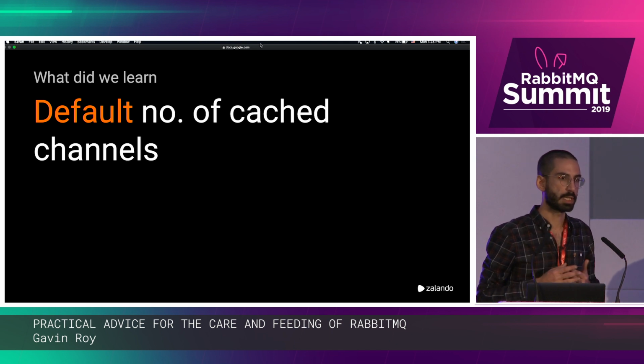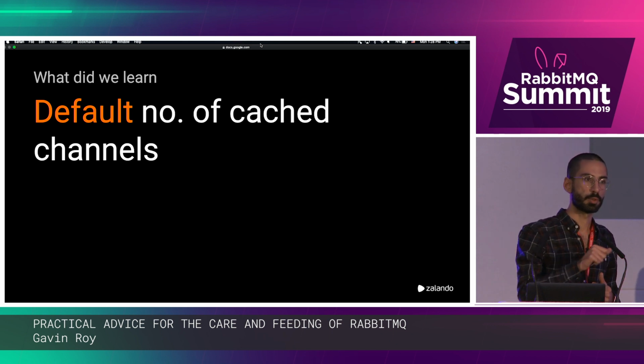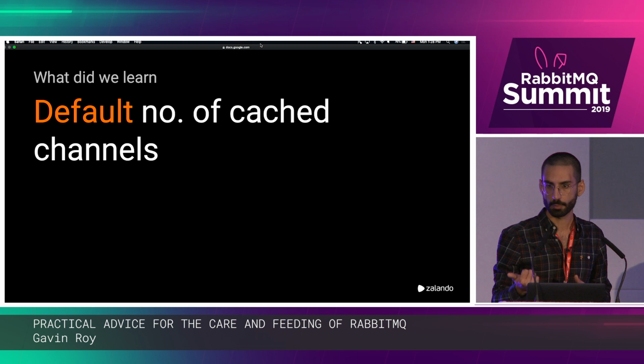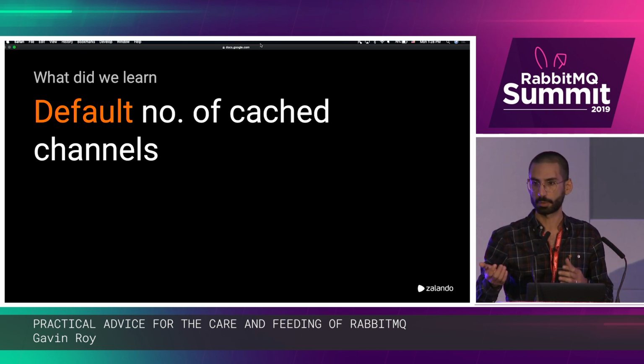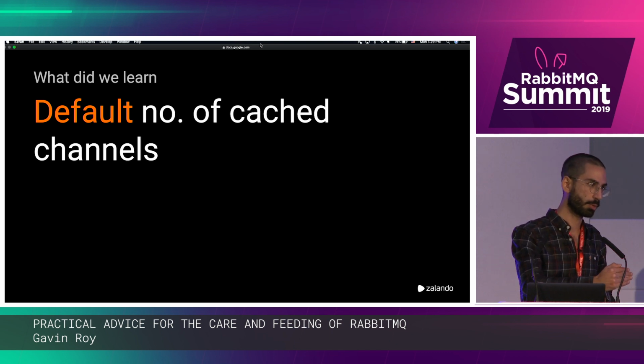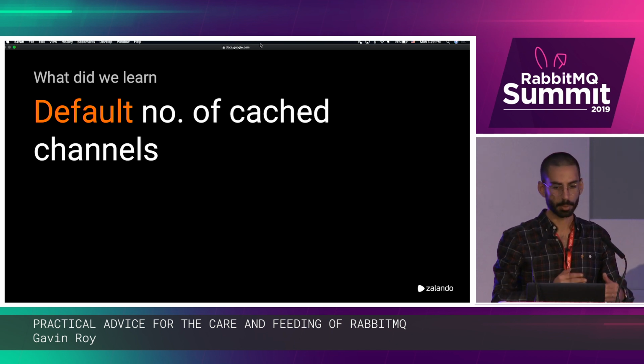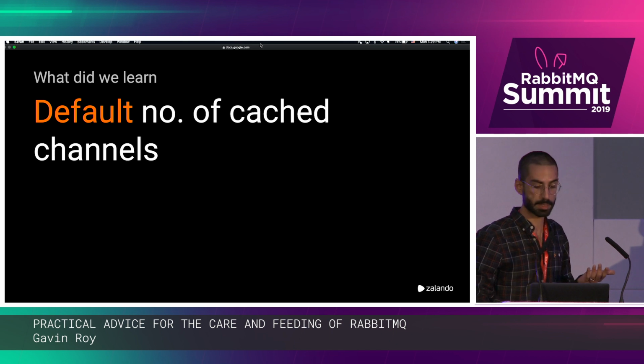And you're able to cap this using the connection factory by setting a timeout. If you set a default number of channels without a timeout, you don't actually cap this. But if you set a timeout, then you reach a cached number of channels and a capping of those channels at the same time. So that was our next learning.